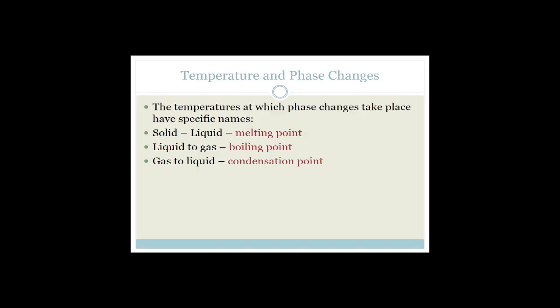So if we're going from a liquid to gas, we call it the boiling point. If we're going from gas to liquid, it's called the condensation point. But please understand that those are actually the same temperature. From liquid to solid is the freezing point, but again, the melting point and freezing point have the same temperature, just different names depending on which way we're going.